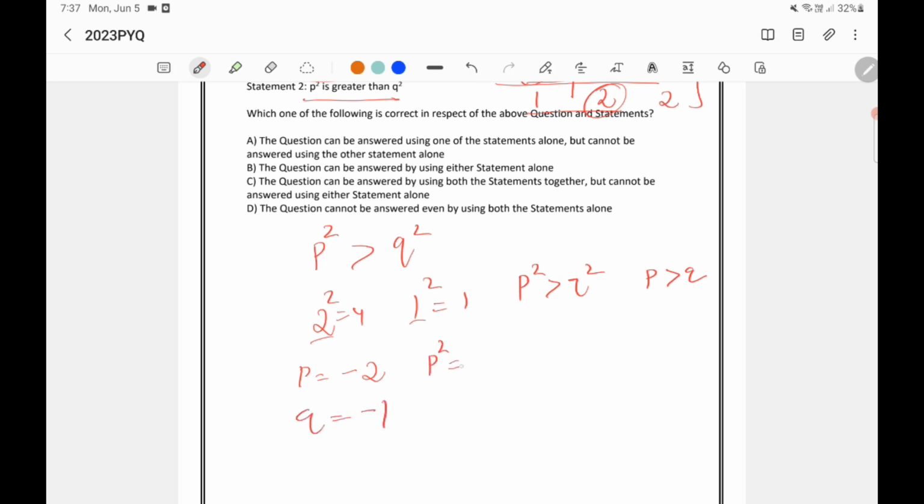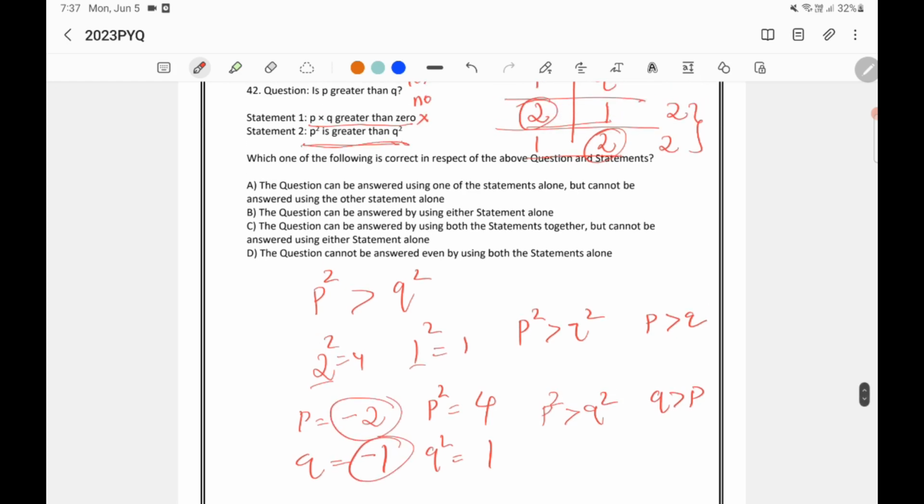Then P square is minus 2 square, that is 4, and Q square is minus 1 square, which is 1. Here again P square is greater than Q square. But here Q was greater than P because it's a negative number. Minus 1 is greater than minus 2. Right? So by using this statement also we are not able to tell whether P or Q is greater. So by using statement 2 also we cannot answer the question. So the answer is D. The question cannot be answered by using both the statements alone.